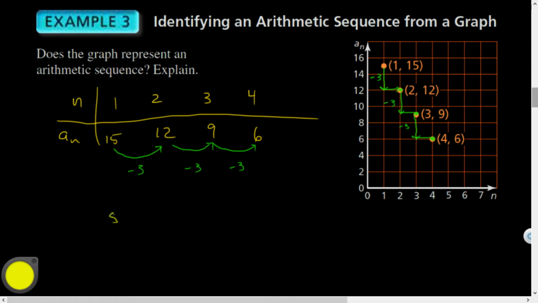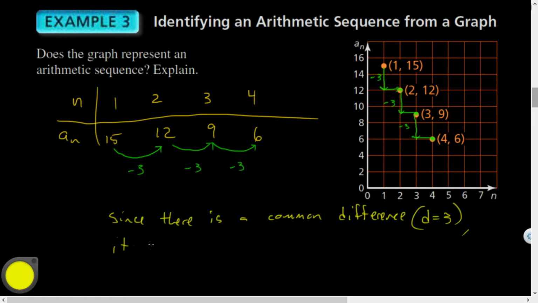So that's my answer. Since there is a common difference, which is 3, all right, d equals 3, it is an arithmetic sequence. Right? Good. And I'm sure you could see that we could continue the pattern graphically or in list form and be able to generate more points.